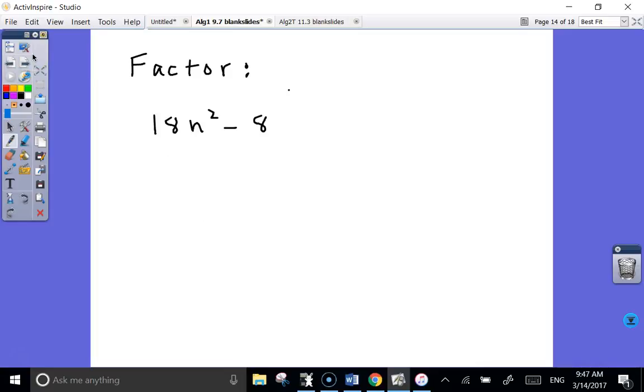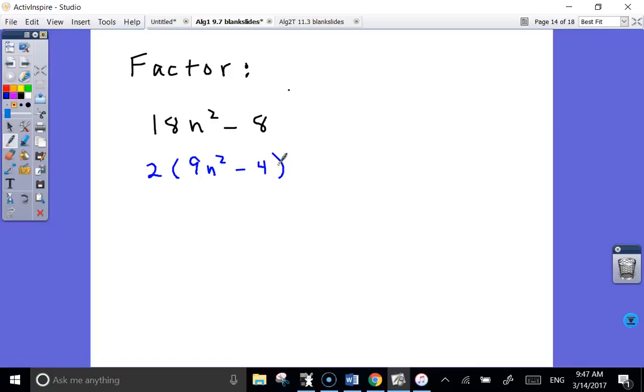How about this one? It's only 2 terms, so is it a difference of squares? It's not. But is there a greatest common factor? It's 2. 2 is the biggest factor that goes into both of those, so we're going to take out a 2. Right? So now what's left inside if I factor out a 2? 9n squared minus 4. Right? So first I took out the greatest common factor, and now is that a difference of squares?